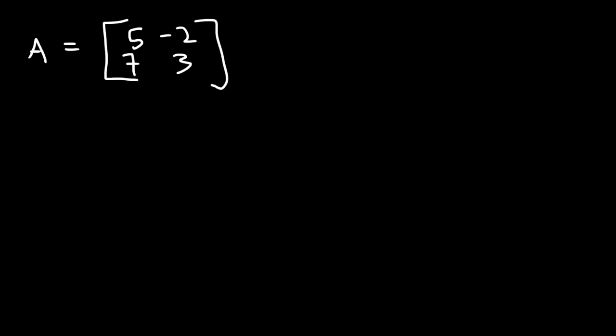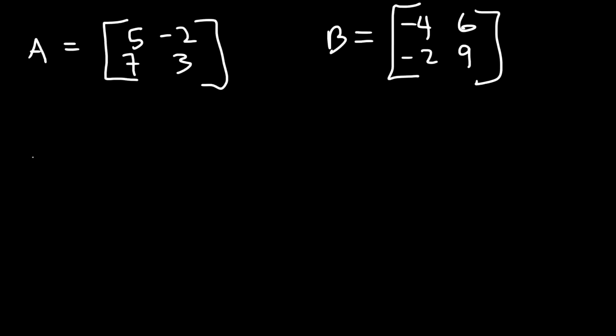In this video, we're going to focus on scalar multiplication of matrices. So let's begin with matrix A. Let's say it's 5, -2, 7, 3. And matrix B, we're going to say it's -4, 6, -2, and 9. Now, let's find the values of 3A and 4B.